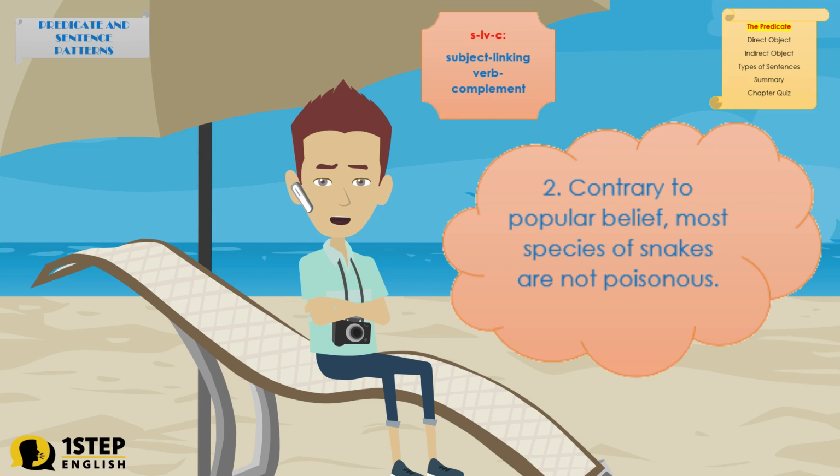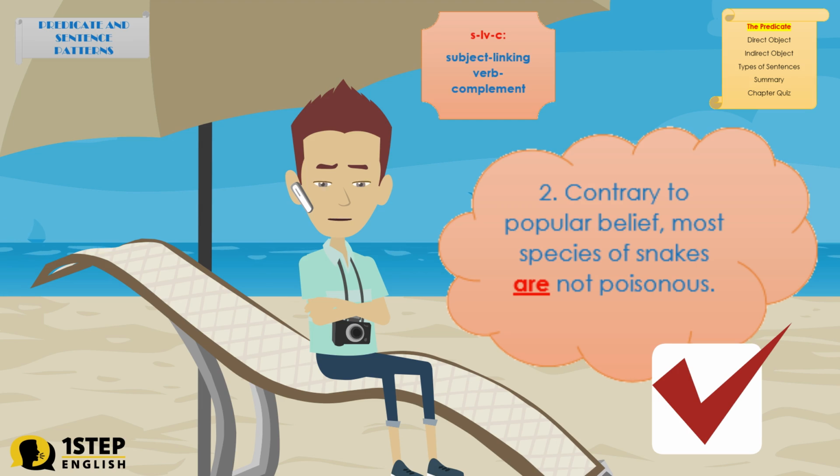2. Contrary to popular belief, most species of snakes are not poisonous. Let's check your answer. Yes. It follows the S, LV, C. The word, are, is a linking verb. Not poisonous, describes, species.